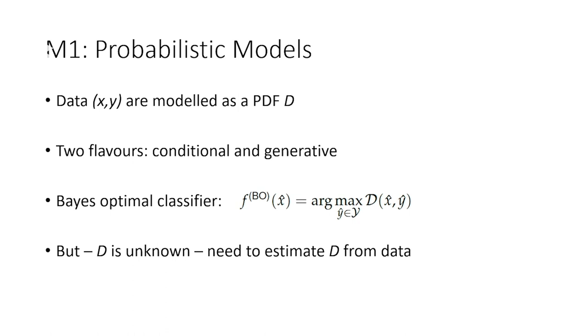But if I have this PDF D, then finding the label is usually easy. You can do a Bayes optimal classifier, so you can basically maximize over the space of labels, whether classification or regression, and you can do that easily. So if you have D, you're the king. Okay, you know exactly what to do. But the question is, where do you get D from? Like, where do you get the joint distribution of the data from?